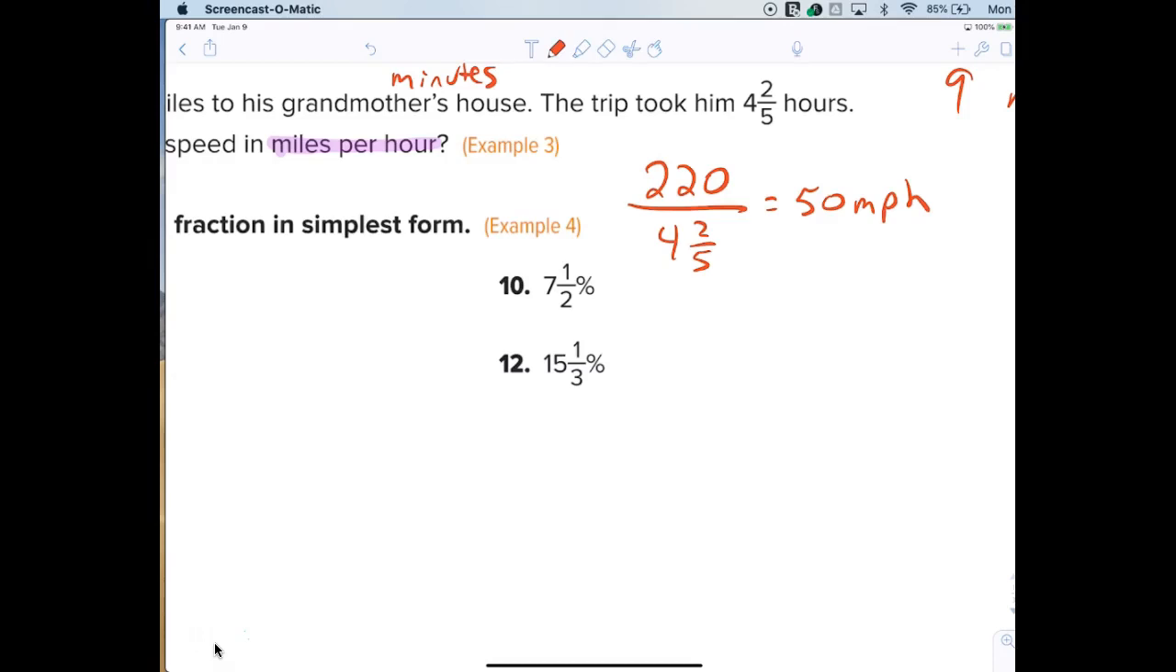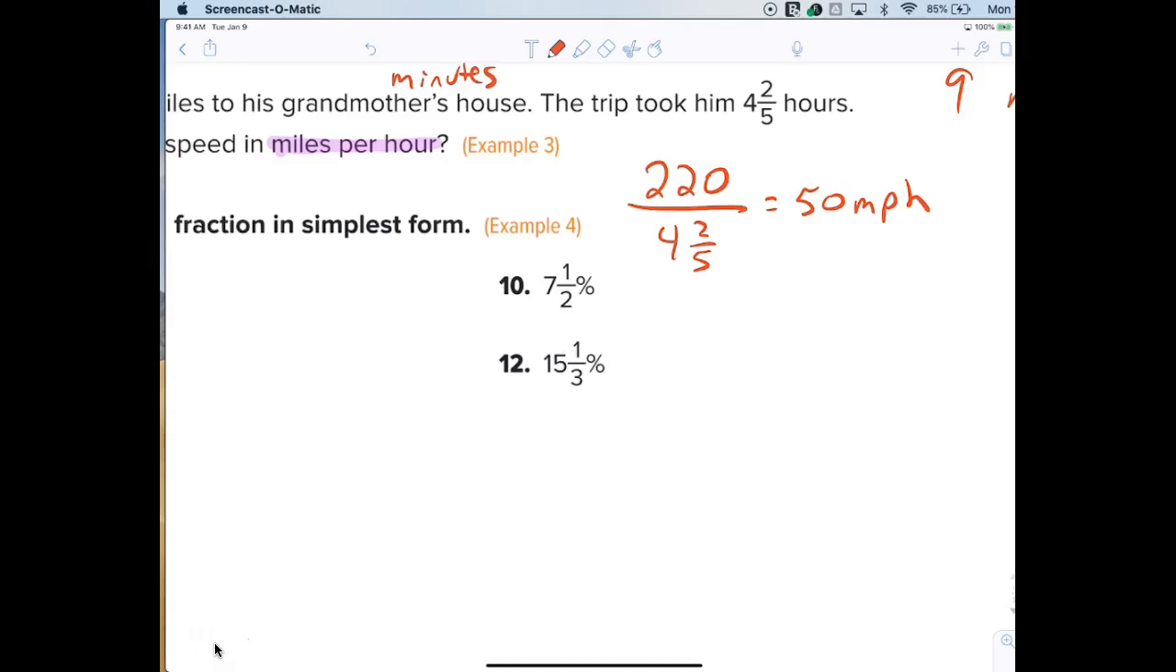50 miles per hour means if you continue traveling at 50 miles per hour, if you drive for 1 hour, you'll be how far down the road? 50 miles. Every 50 miles is going to require you to travel for 1 hour. Yes. I don't care how you write it.